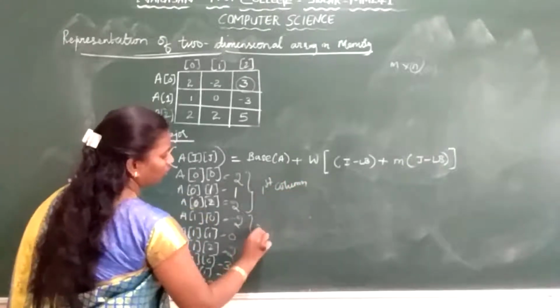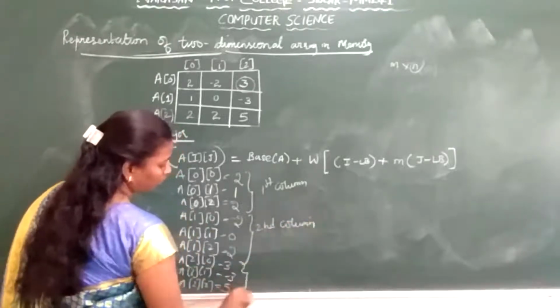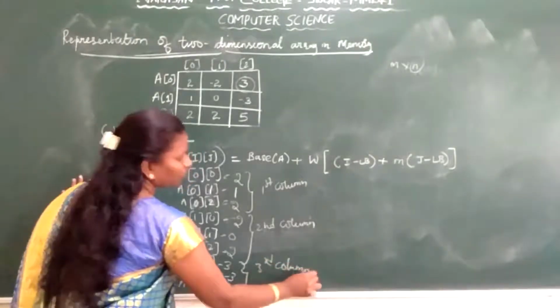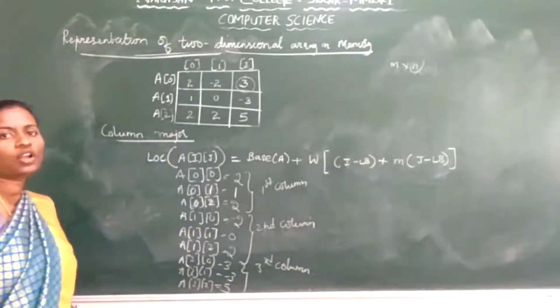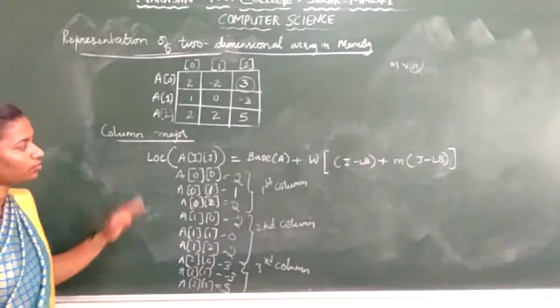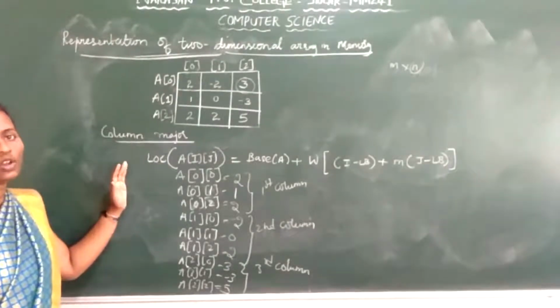This is for your second column. This is for your third column. So this is how we do the representation for row major and column major. Next we will discuss the problem. Two problems we will discuss. One is for row major and the next one is for column major.